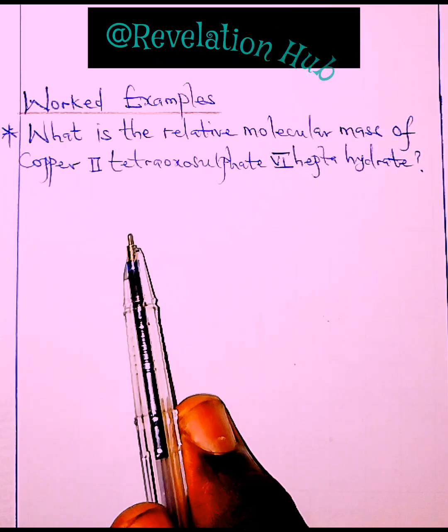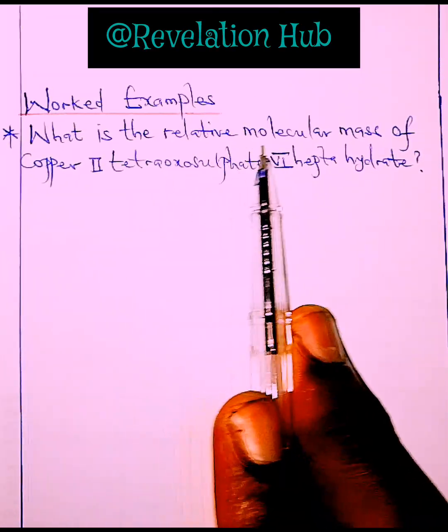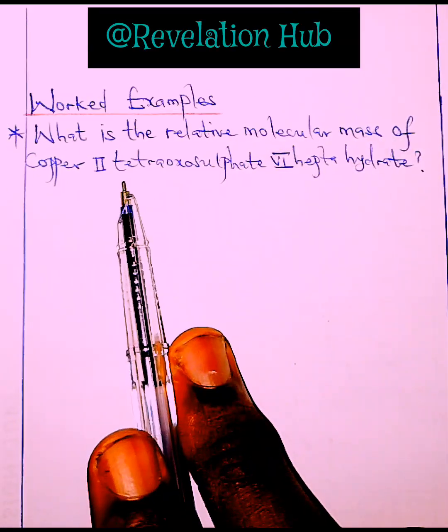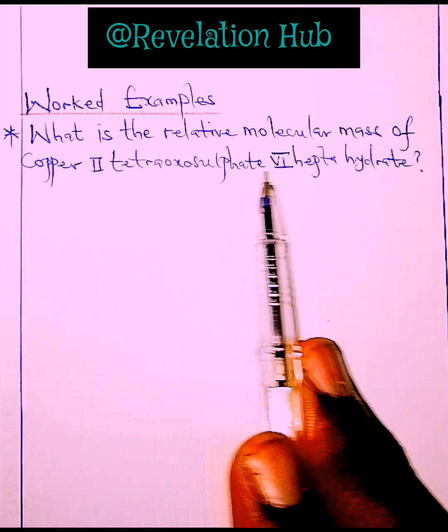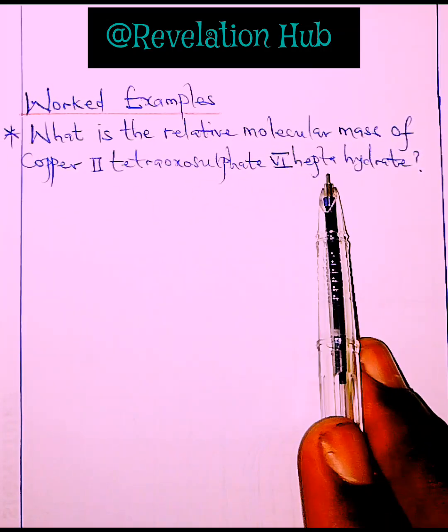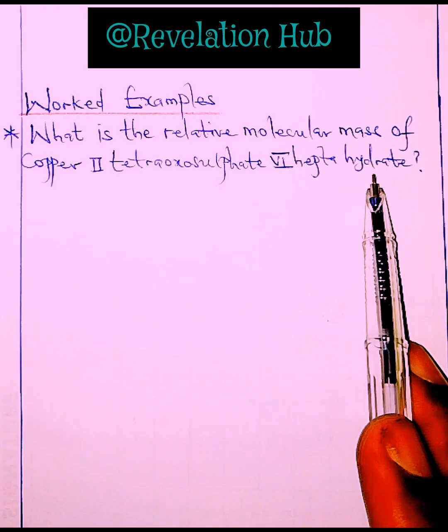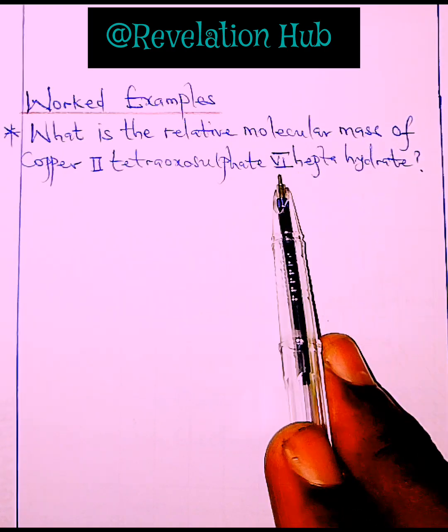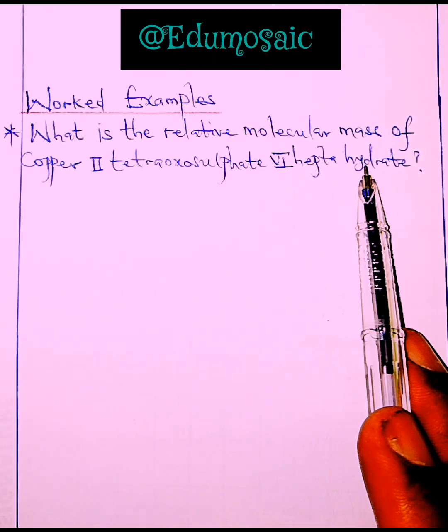So here's the first question we're going to be looking at today. What is the relative molecular mass of copper(II) sulfate heptahydrate? Now this is copper(II) sulfate heptahydrate. This hydrate here is water. So hepta is 7 crystals of water.